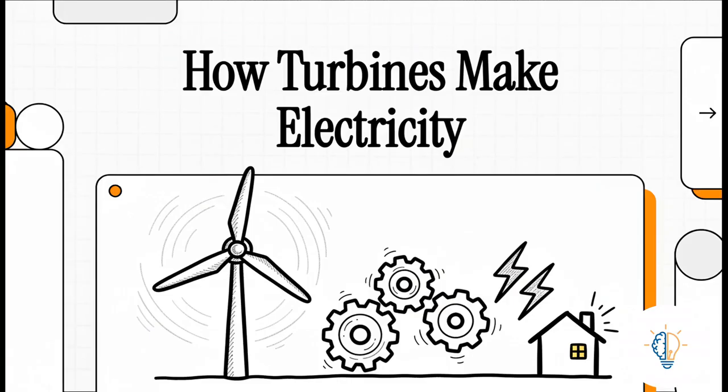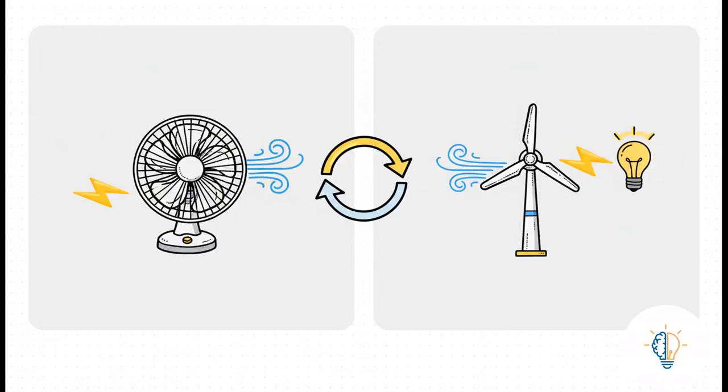Okay, so the simplest way to wrap your head around a wind turbine is to think about a fan, but in reverse, right? Your desk fan uses electricity to spin its blades and make wind. A turbine does the exact opposite. It uses the wind to spin its blades, and that creates electricity. It's a really elegant, simple idea, but the engineering that makes it all happen, that's where it gets really cool.